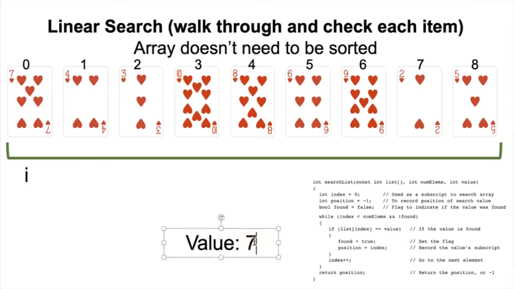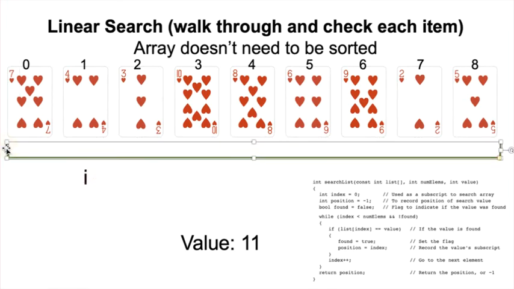All right, let's do another example. Let's say we're searching for 11. So 11 is not actually in this array. So let's go through the entire algorithm and see what happens when we don't find our target value. All right, I is 0. Is the element at index position I equal to our target value, 7 equal to 11? Nope. So we increment I.